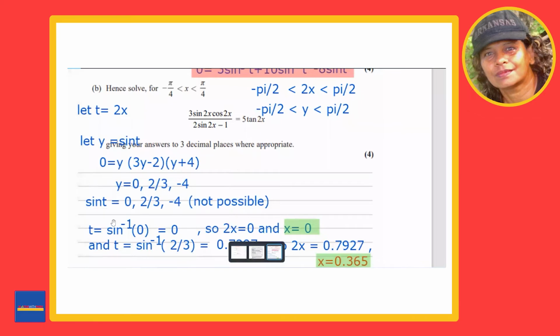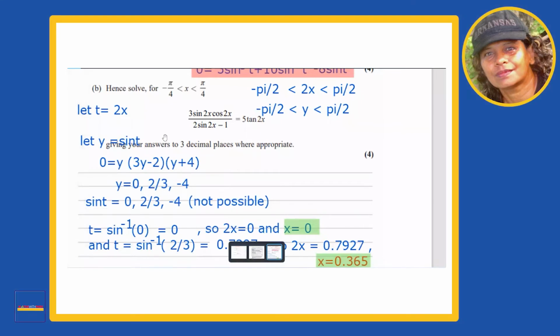Now let's see what we have. So we have x between minus pi over 4 and pi over 4, and this is what we are supposed to solve. Now this is very similar to what we had in part A, except that they have replaced theta by 2x.